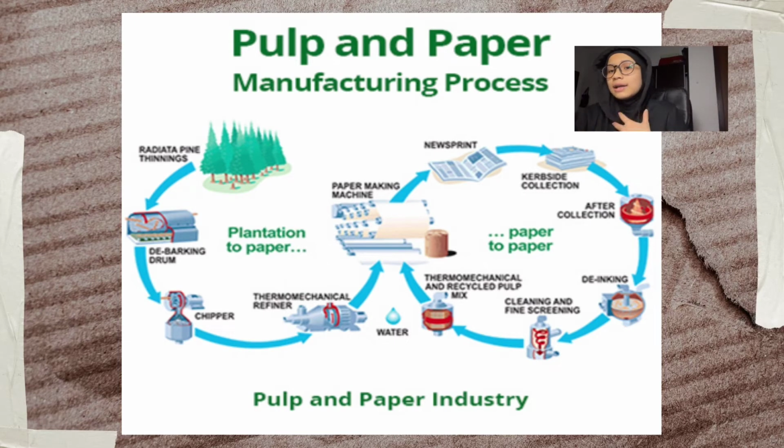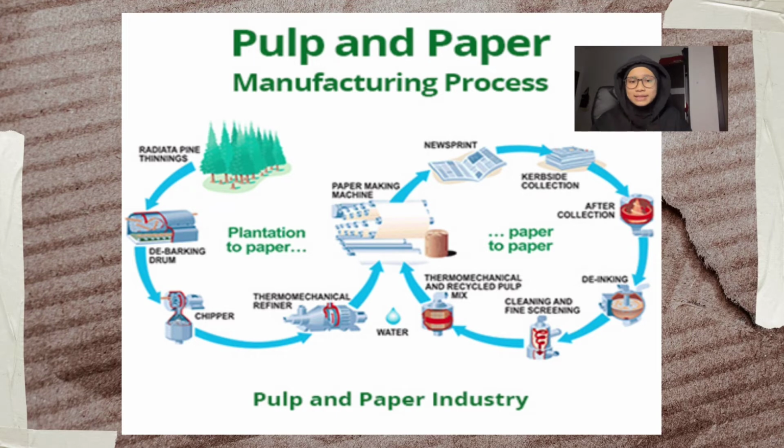So, we proceed with the pulp and paper manufacturing process. I will explain what is meant by this cycle. To manufacture pulp and paper, we use radiata pine thinnings. Thinning is a term used in agricultural science to mean the removal of some plants or parts of plants.